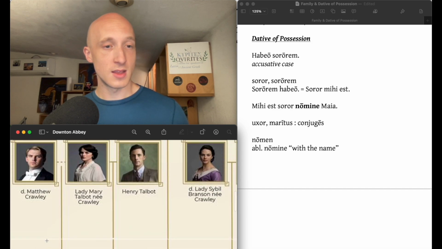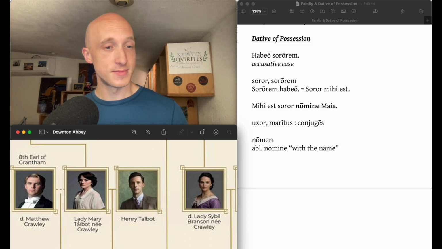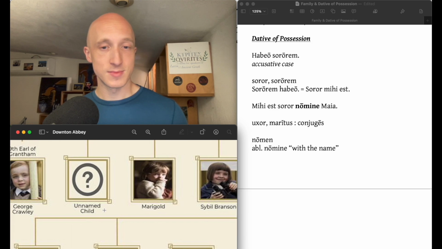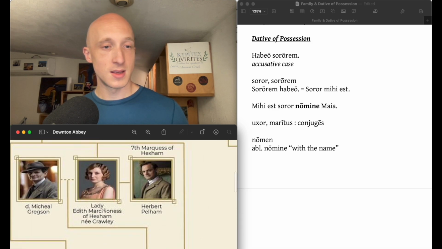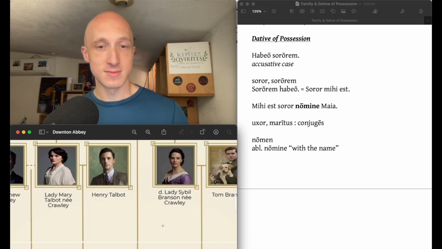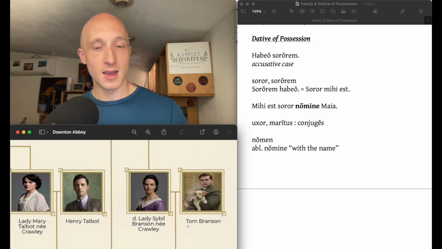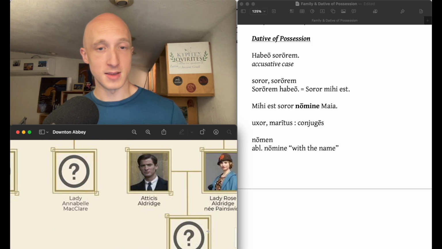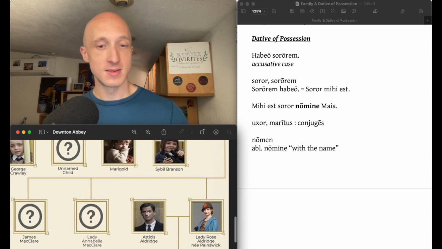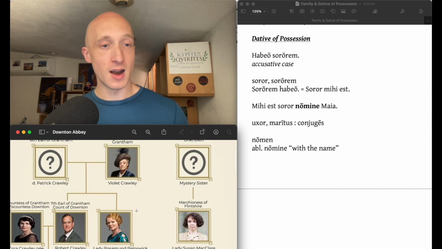Georgius filius est Mariae. Mattaio filius est Georgius. Editae et Michaeli est filia nomine Marigolda. Et Tomae et Sibyllae est filia nomine Sibylla, etc. I hope this was helpful.